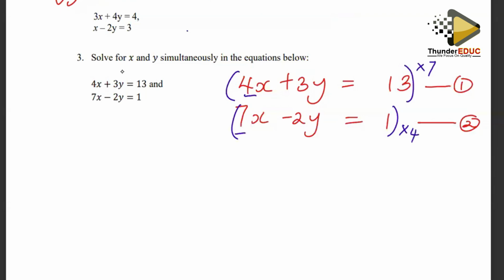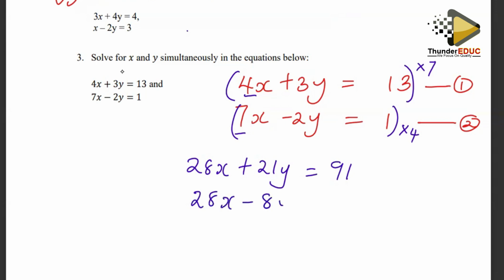So 7 by 4 is going to be 28x plus 7 by 3 is 21y. Then 13 by 7, is that 90? Is it 91? Yes. Then down here, I have 28x minus 8y should just give me a 4.